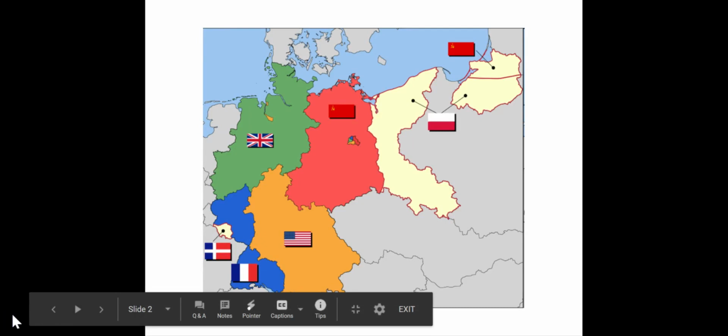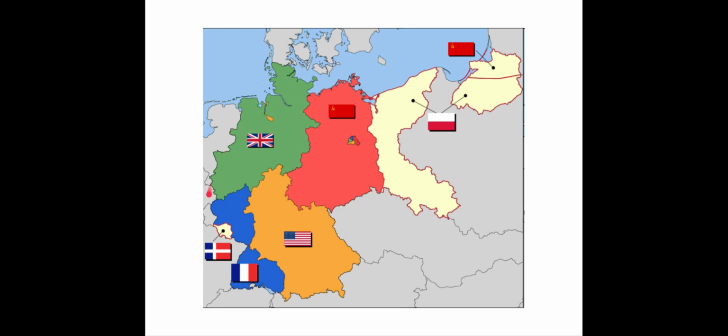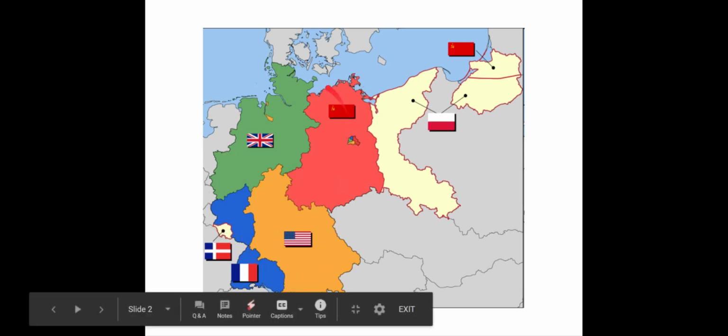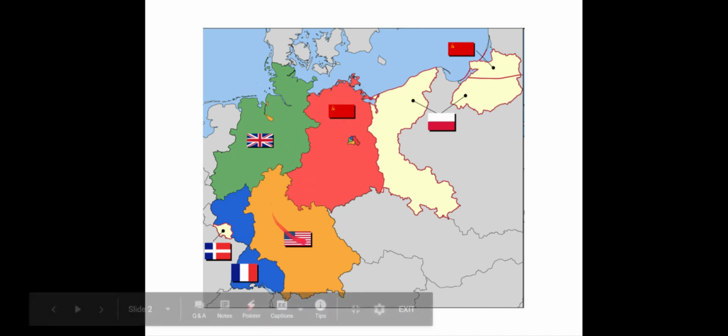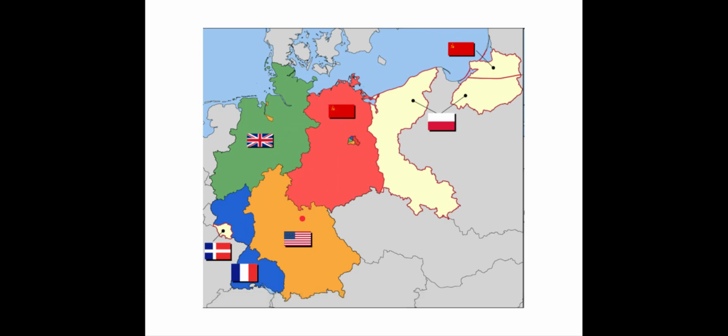So first of all, what we have here is Germany. This whole area here is Germany. And you notice it's been divided into four sections. So the Soviet Union had their sector. This was Soviet Germany. Here was Great British Germany. And here was French Germany. And here was the American sector. So these quadrants were divided into four. These were, of course, the big four allies during World War II.